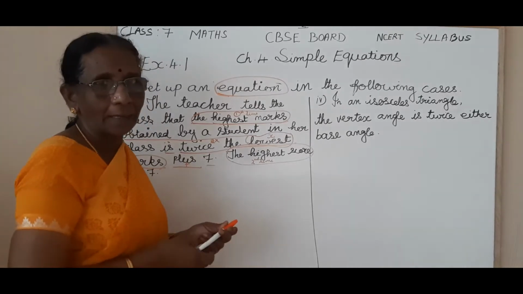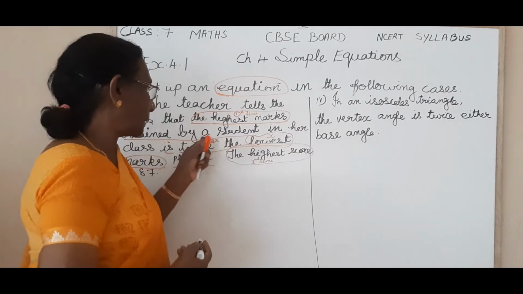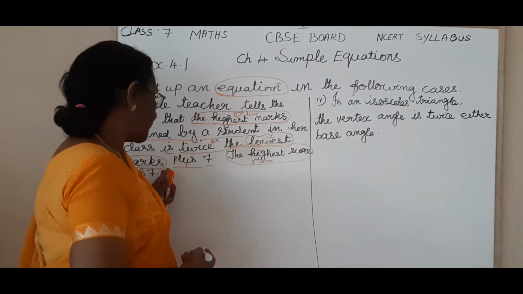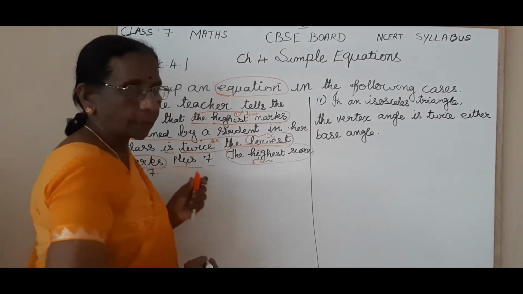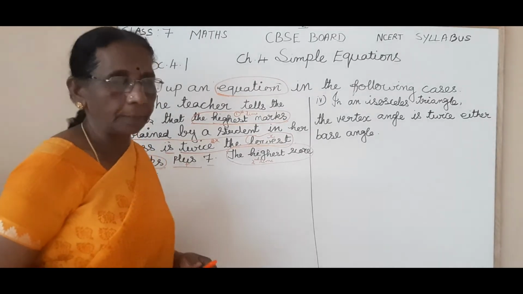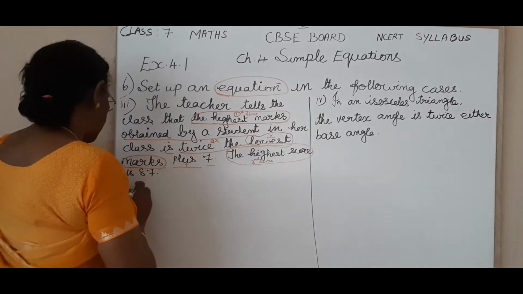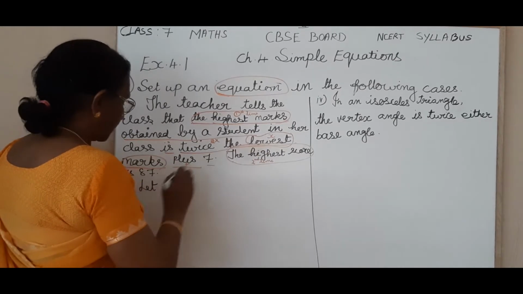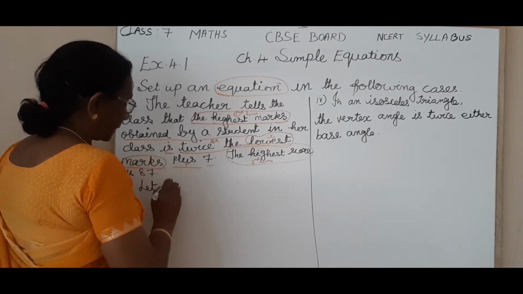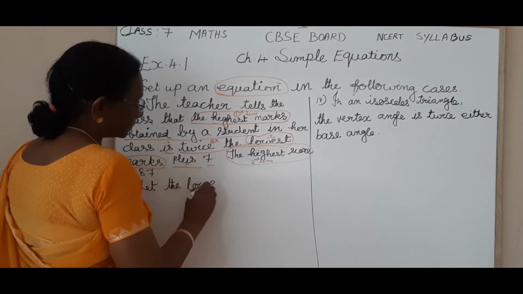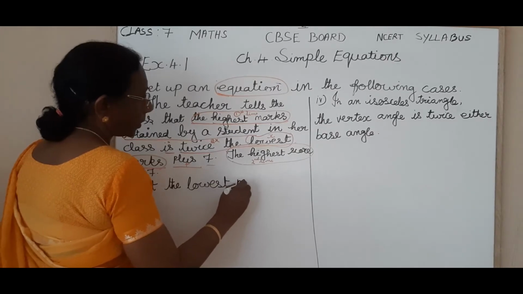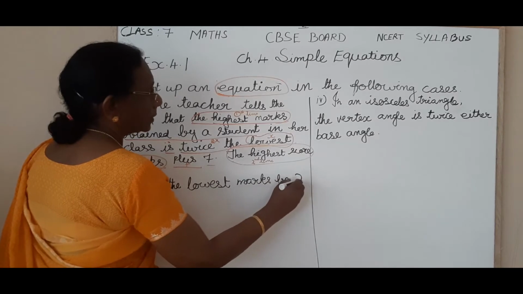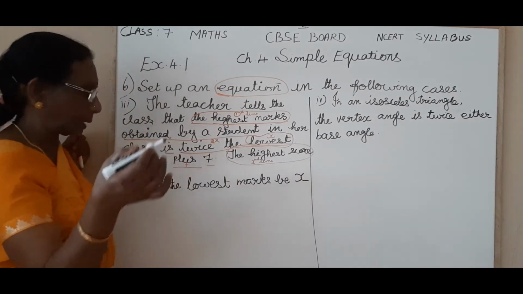After selecting this, it is very easy. You just have to write the equation. The left hand side is the algebraic expression 2x plus 7 and the right hand side is 87. So we got the equation. First you have to write the unknown quantity. Which is the unknown quantity? The lowest mark. So let the lowest mark or score be x. You can take m also; whatever letter you want, you can take.